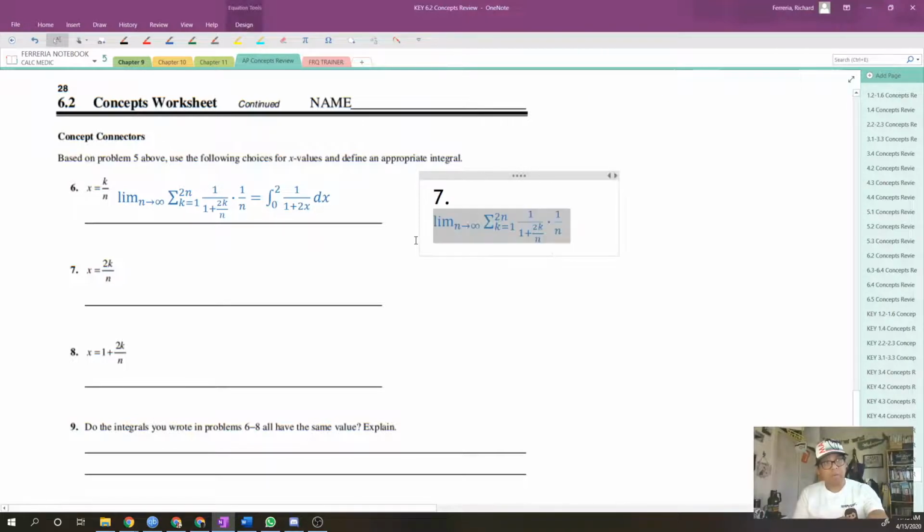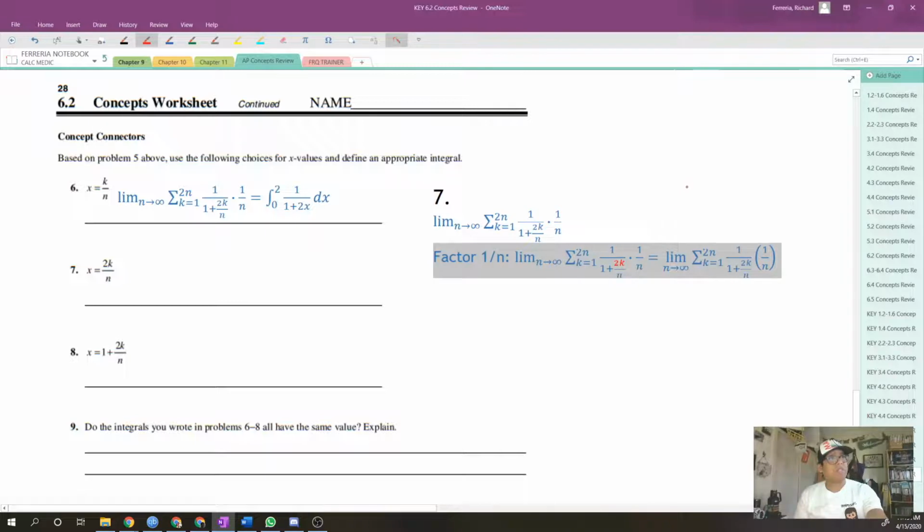So taking a look at what we did, here's the question one more time. And this time we're going to parse it as 2k over n over here. So we have 2k over n, 1 over n, and that gives us our 1 over n as our dx. We're going to verify that later, of course.